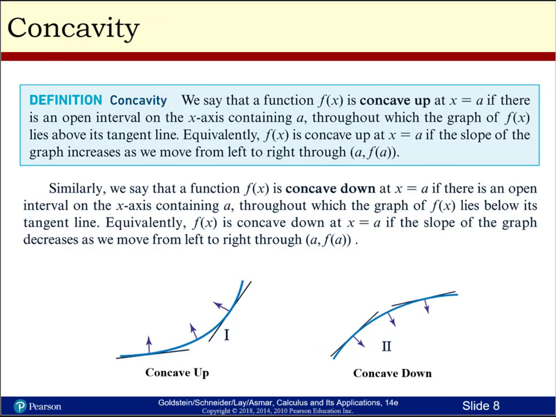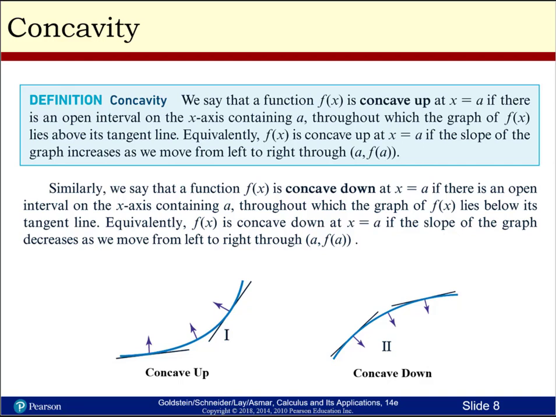Next, we're going to discuss concavity. We say that a function f of x is concave up at x equal a if there's an open interval on the x-axis containing a, throughout which the graph of f of x lies above its tangent line, like a bowl sitting upright. f of x is concave up at x equal a if the slope of the graph increases as we move from left to right through a.